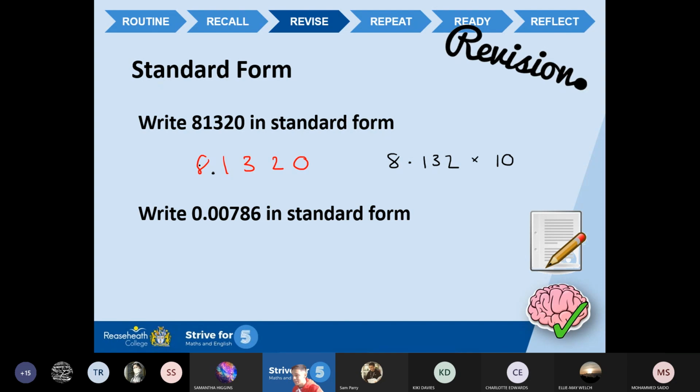And then the final bit is making the jumps. 1, 2, 3, 4. 4 jumps, 10 to the power of 4. Okay.